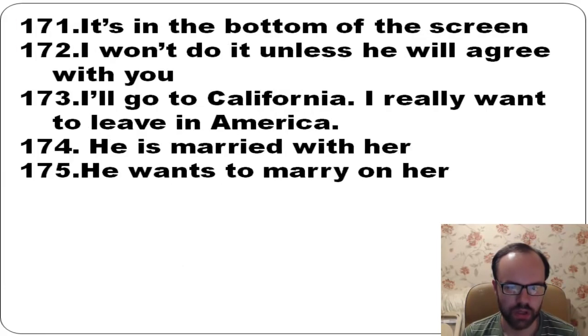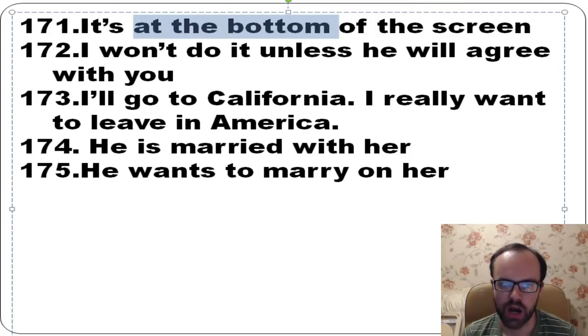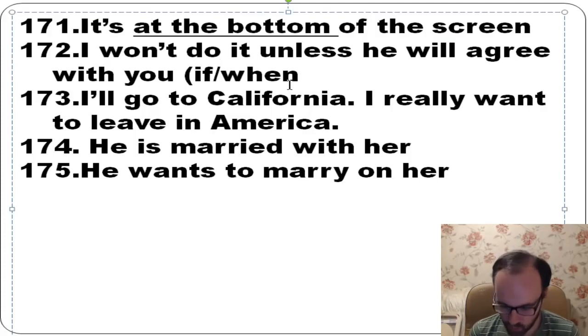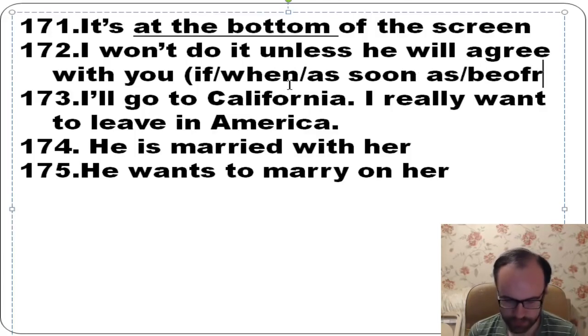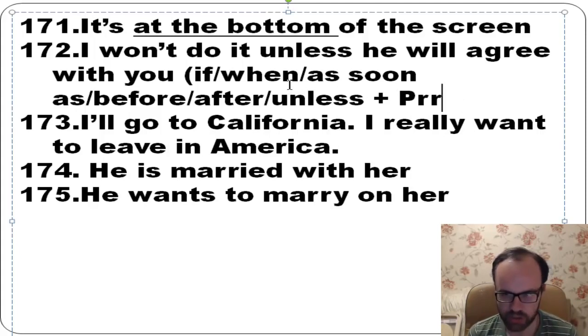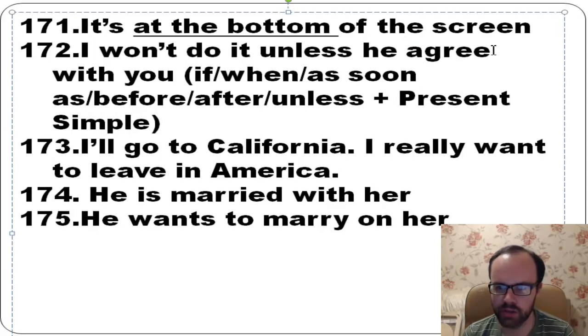Okay, so it's in the bottom of the screen. So the same situation: at the top of something, at the bottom of something, at the bottom of the screen. I won't do it unless he will agree with you. You know that if we are talking about if, when, as soon as, before, after, unless, we need to use present simple instead of future simple. So unless he agrees, don't forget to use s, until he agrees with you.